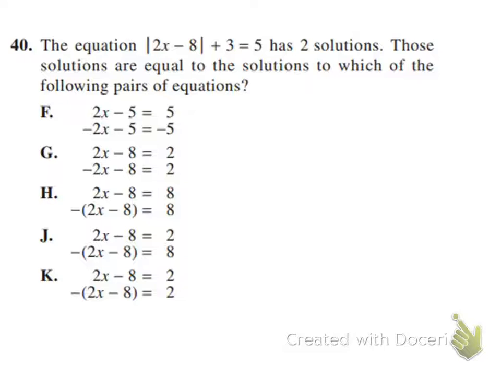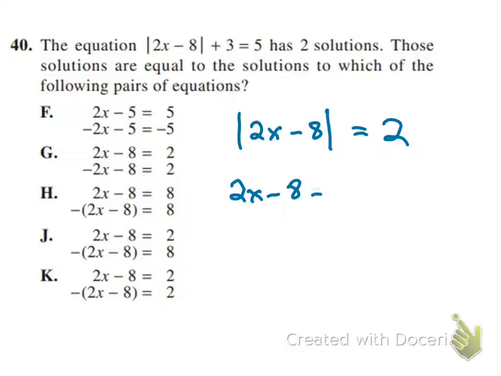All right, next question. The equation absolute value 2x minus 8 plus 3 equals 5 has 2 solutions. We know that most absolute value equations have 2 solutions. Those solutions are equal to the solutions to which of the following pairs of equations. Now, absolute value equations always split into 2. That's a fact that you've been taught. But they don't split into 2 until you get the absolute value by itself. So the first thing you would do to solve this equation is to subtract 3 from both sides, right? And then you would split that into 2 different equations. Who can tell me what the equations would be?